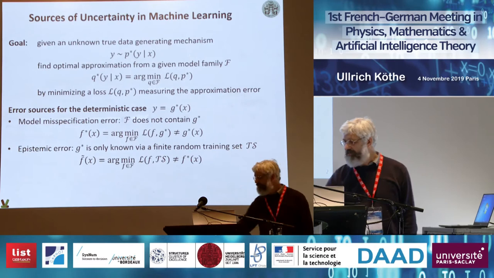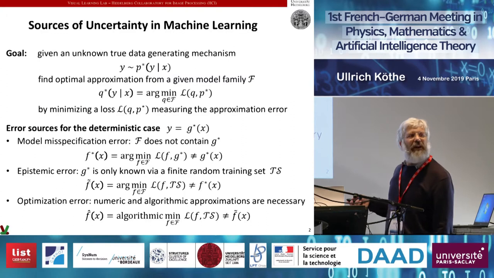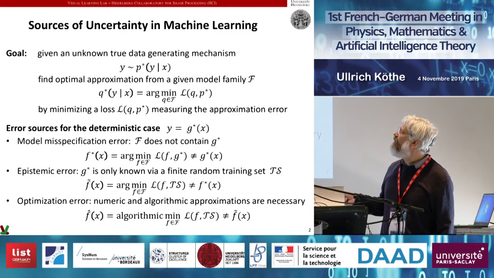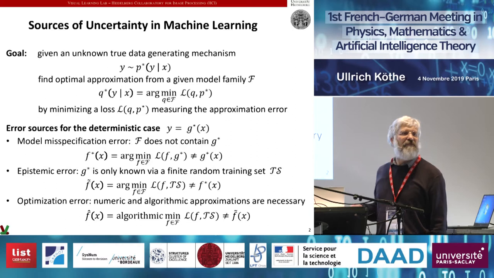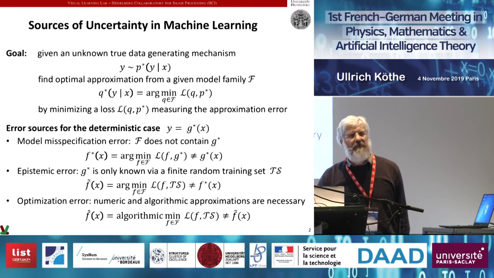The third error is the optimization error. The numerics and the algorithmic limitations may not be able to actually find the global optimum, F tilde. What we actually find is some local optimum F hat, or maybe not even an optimum if the algorithm is not fully converged. These are the three main types of errors, as long as we just look at deterministic mappings.